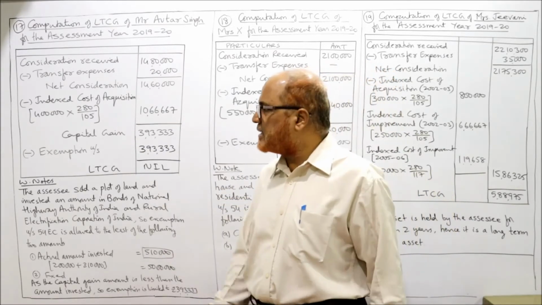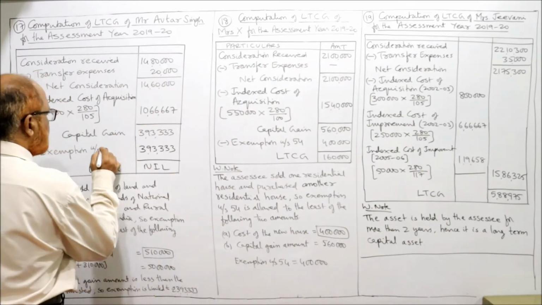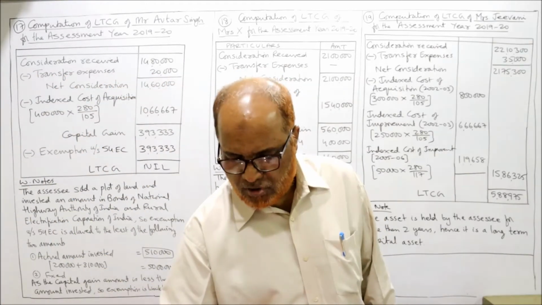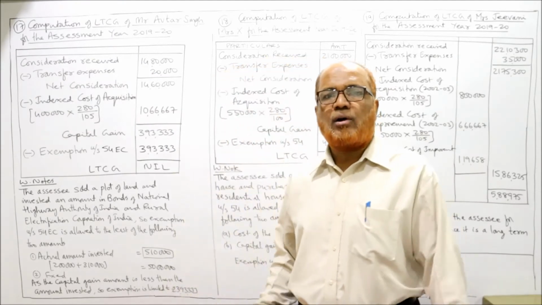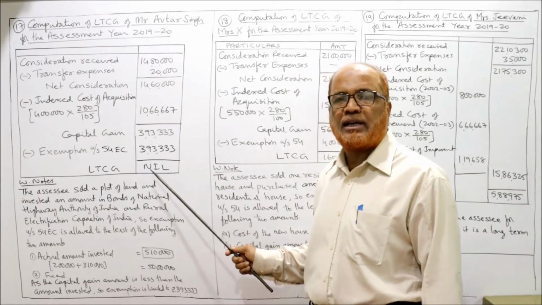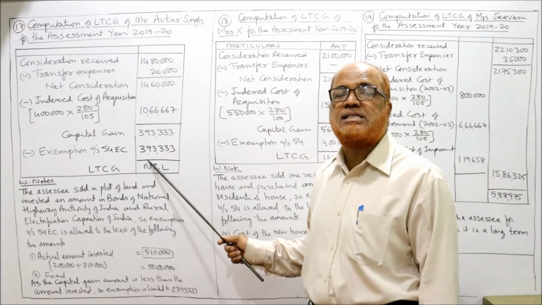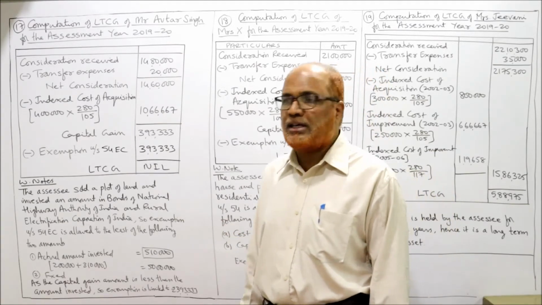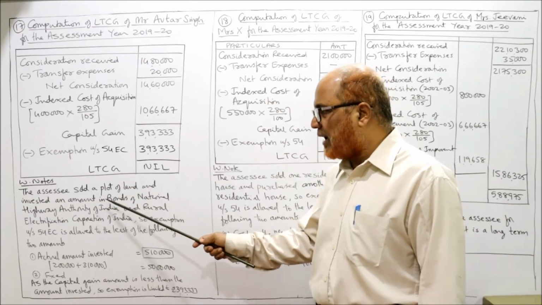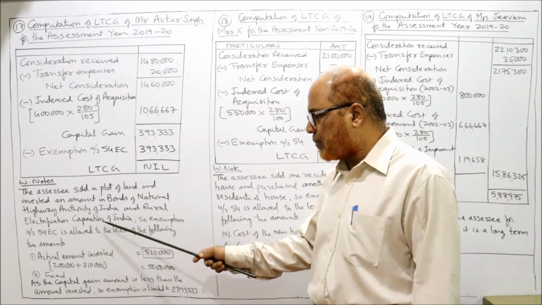From this capital gain, exemption under section 54EC is allowed. So how much exemption is allowed? I have given it in the working note. Deduct it, and we get long-term capital gain nil. We are not getting any long-term capital gain. The entire amount of capital gain is exempted under section 54EC. Now here, the assessee sold a plot of land and invested the amount in bonds of National Highway Authority of India and Rural Electrification Corporation of India.